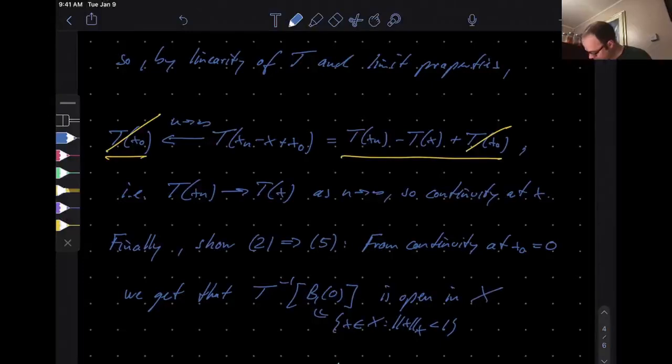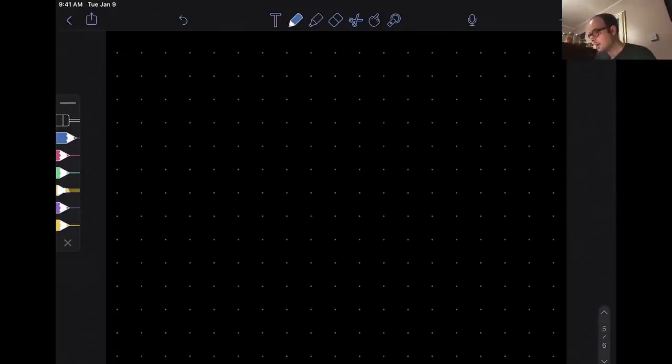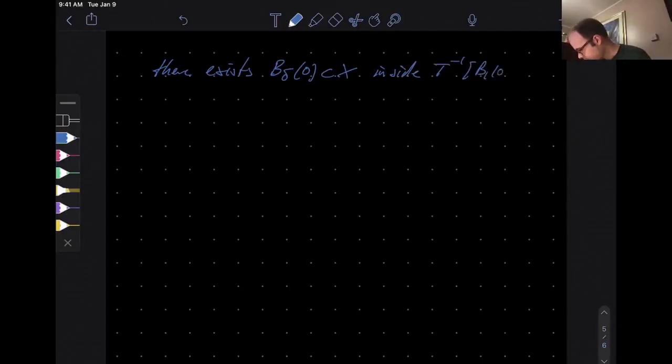It's open in X. Okay, so what does this mean for a set to be open? Well, that means you can fit open balls inside. So what do I get? There exists, and I'll explain why, B delta 0 in X inside T minus 1 of B 1 0, meaning if the norm of x in X space is less than delta, then the norm of T of x in Y space is less than 1.